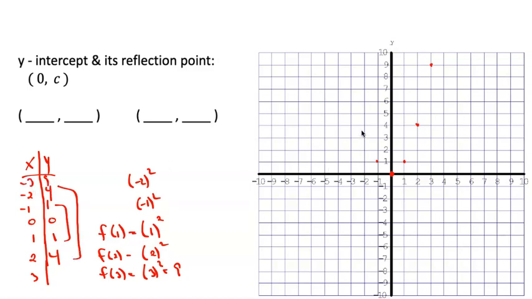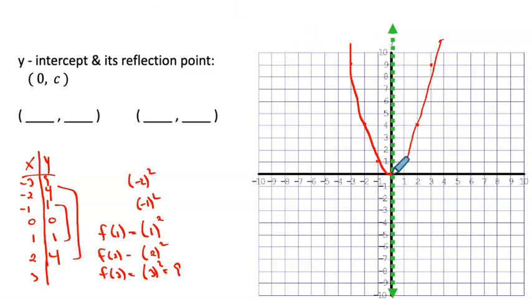So negative 2, 4, negative 3, 9. And this is going to make a U-shaped curve here. Right, it's going to look like a U. And that's what that parabola looks like, a U-shaped curve. And the axis of symmetry that I was referencing before is just a vertical line going through x equals 0. And that pretty much just says that there's symmetry going on.